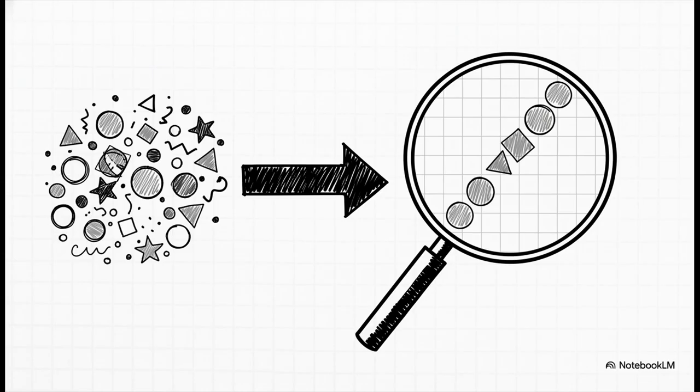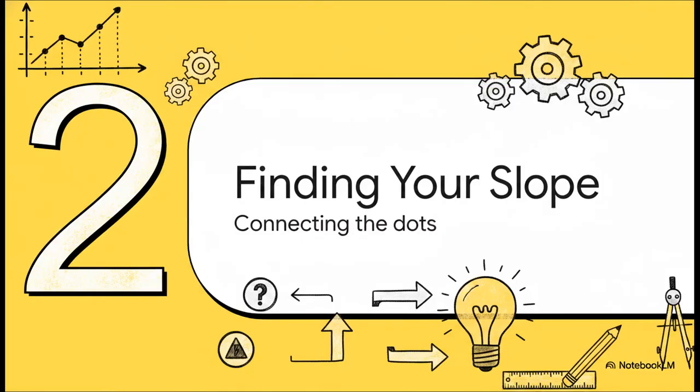Well, the answer is equations. They give us a clear way to understand the story behind all those numbers. Specifically, linear equations. They are basically our ultimate tool. They let us take all that seemingly disconnected information, find the hidden pattern, and make incredibly logical decisions about the future. Moving right along to section 2, finding your slope, connecting the dots.